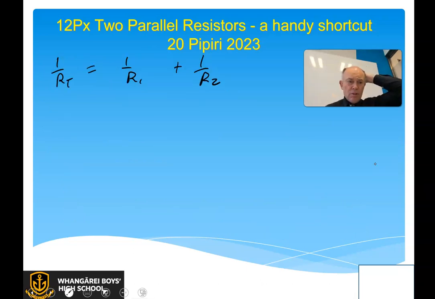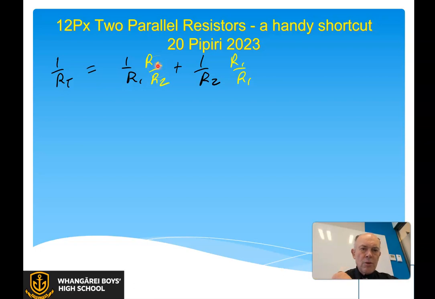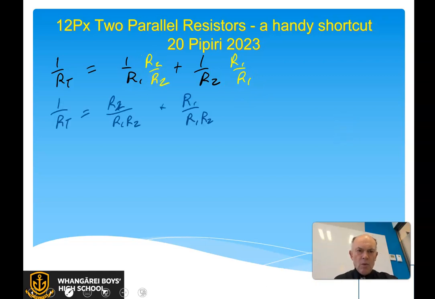If I have 1 over the total resistance is 1 over R1 plus 1 over R2, I multiply them both by a 1. And that's a special one. The first one here is R2 over R2, and the second one is R1 over R1, which we know is 1 because the top and bottom are the same. And we can finish up here with 1 over the total resistance is R2 over R1 R2, and then the other one is R1 over R1 R2. Then because they both have the same denominator, we can add the two top numbers together over one of them. 1 divided by RT is equal to R1 plus R2 over R1 R2.